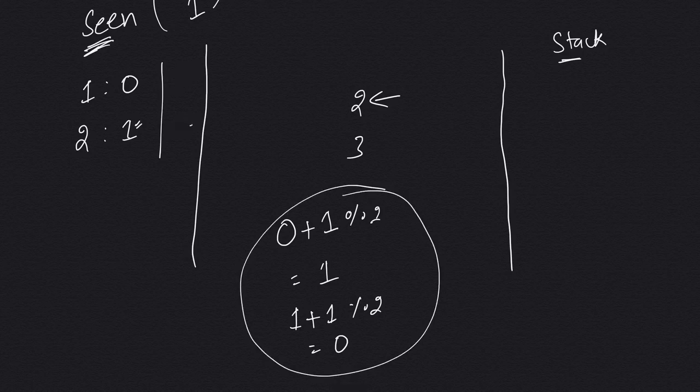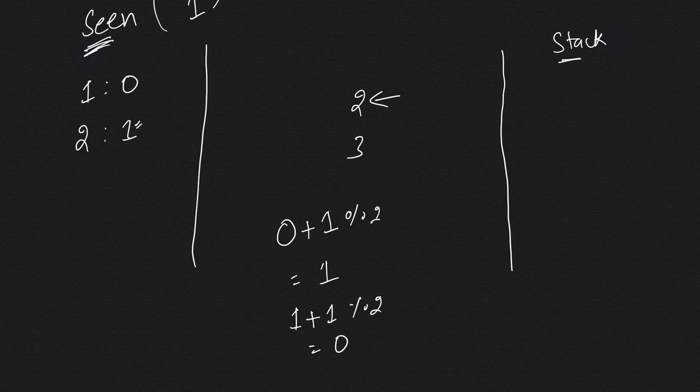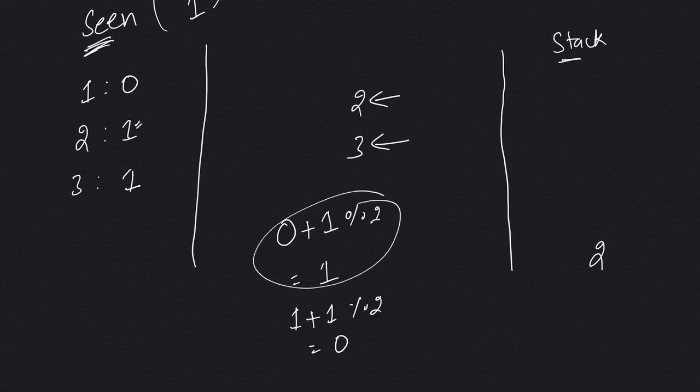So alright, let me erase this. So I assigned room number 1 to 2 and I have added 2 to my stack. Then I come to 3. Again 1 and 3 should not be in the same room. So I added 3 and I will assign a different room than 0 and the only option we have is 1. And how did I get 1? Using this. And then I have added 3 to my stack.